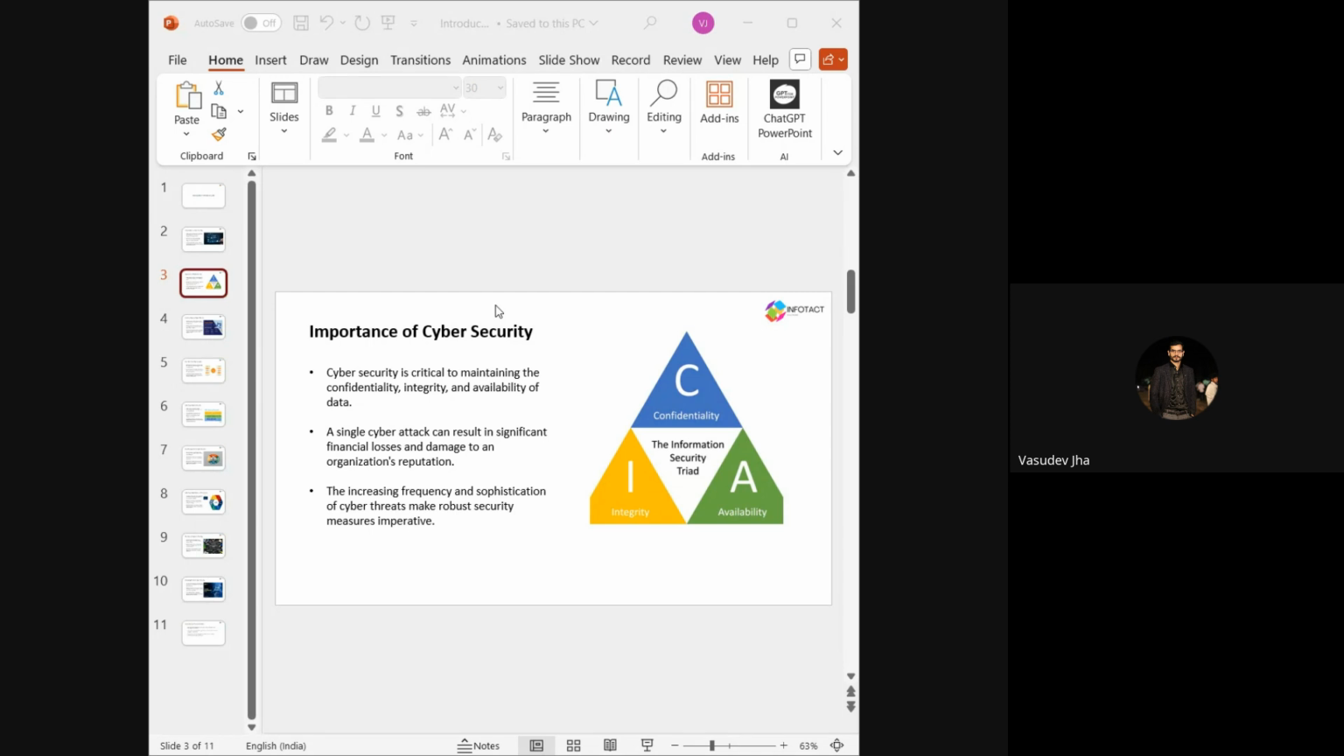Then we have integrity. So what does integrity state? Integrity refers to ensuring that the file has not been modified. Yes, very correct. It means the data must be in its original format, without any alteration. Then we have availability. Whenever it's required, the data must be available. So this is basically the CIA triad.